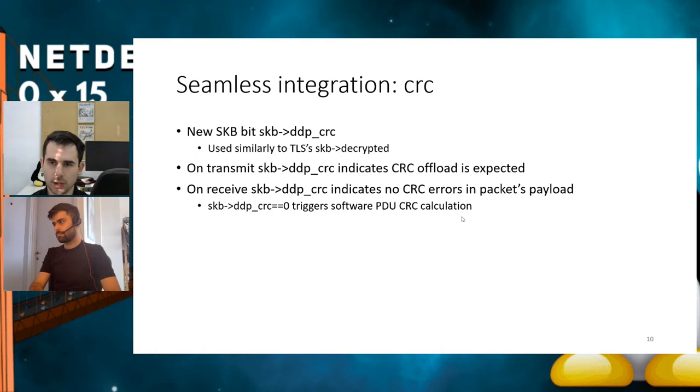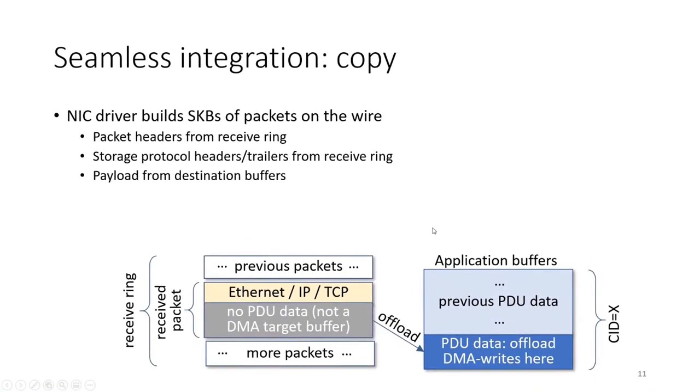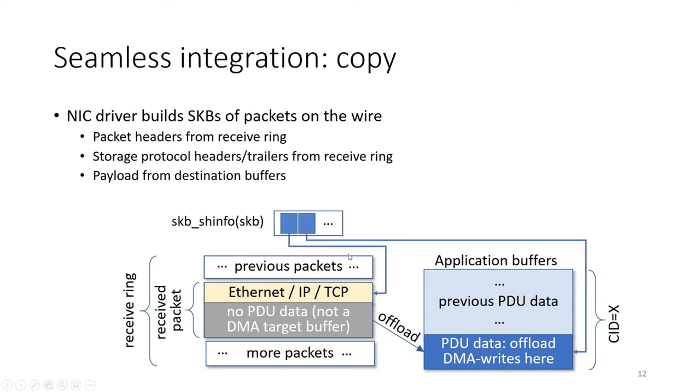Now, for copying, the NIC driver builds SKBs of packets as they appear on the wire. So the SKB would point to packet headers in the receive ring, to storage protocol headers and trailers also in the receive ring, and the payload in the destination buffer. So for instance, in this figure, the driver would build an SKB such that it points to the headers here in the receive ring for the received packet, but the received packet has no data. The data was offloaded and DMA written into the application buffer here, and our SKB would point to that data that resides in this application buffer. Now, in this example, it's simplified. We show only one data buffer, but there could be a number of those. And that's completely fine. The offload can handle it.